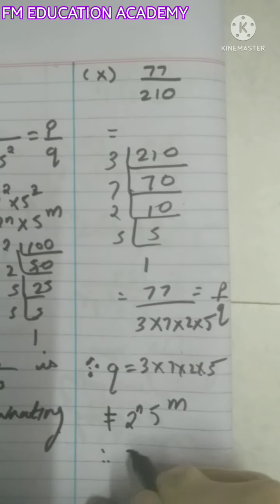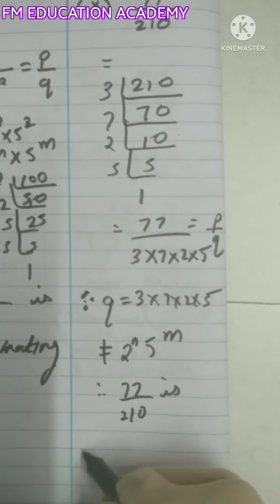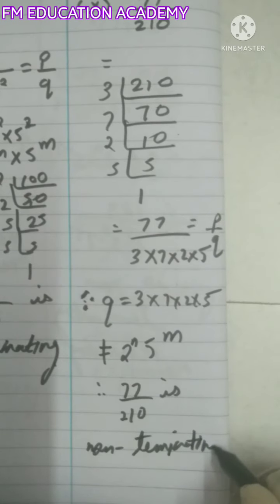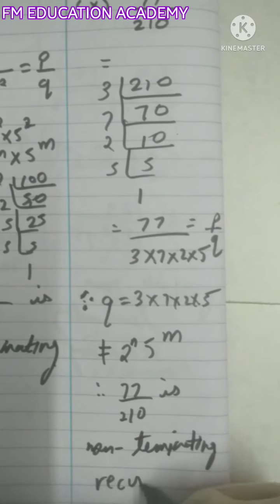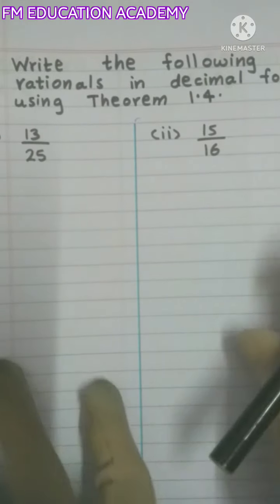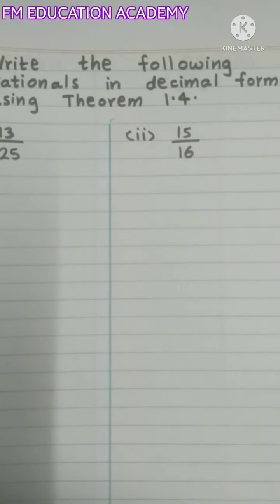Therefore, 77 by 210 is non-terminating recurring. Third question is, write the following rationals in decimal form using theorem 1.4.